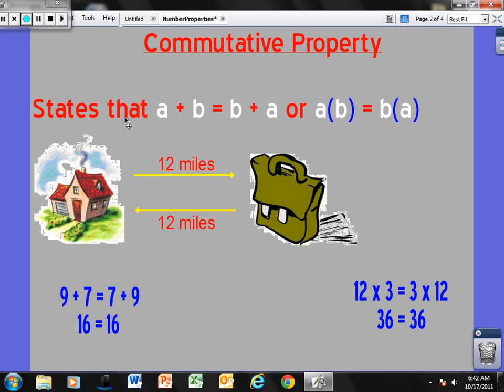So again, the commutative property states that A plus B is the same as B plus A, or A times B equals B times A. Both sides are going to be equal to the same sum or same product. And again, notice the same digits are used on both sides, only the order changes. Instead of being A and B, on the other side of the equal sign, we have B plus A.